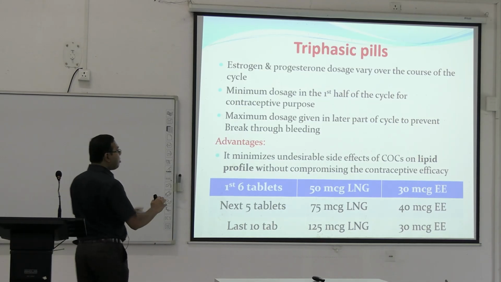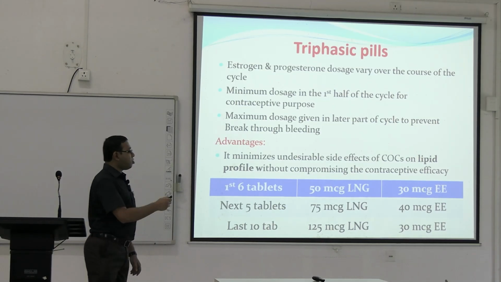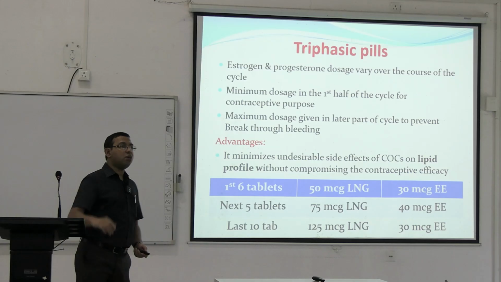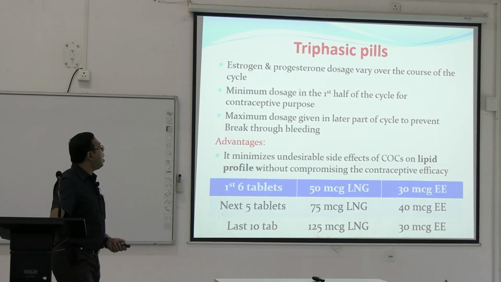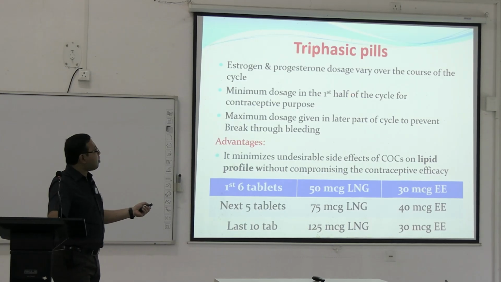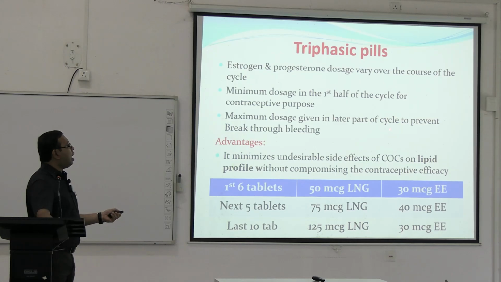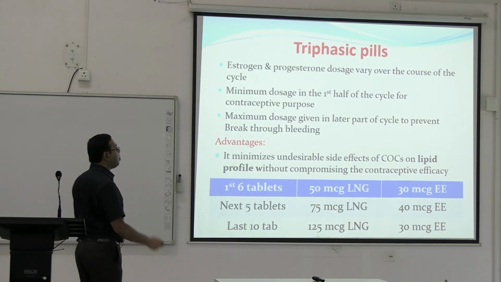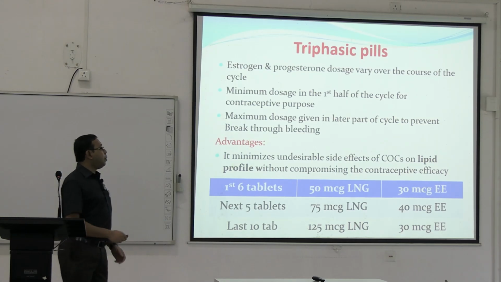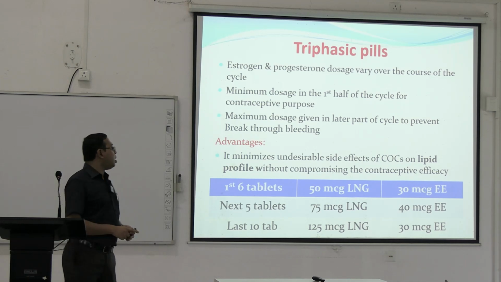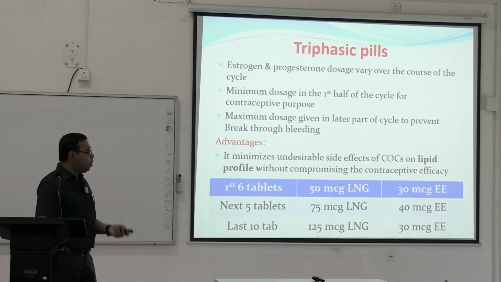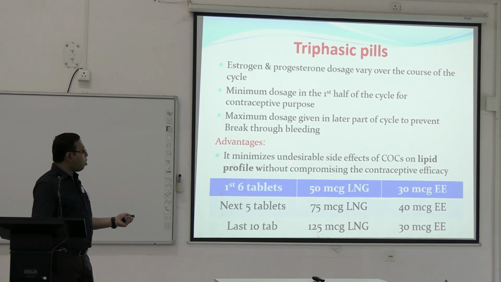Triphasic pills: here in the three stages, usually the dosing of the estrogen or progesterone can be changed. Otherwise, more or less similar. The dosage varies over the course of the cycle. Minimum dosage in the first half of the cycle for contraceptive purposes and maximum dosage given in the latter part of the cycle to prevent breakthrough bleeding. Advantages: the contraceptive efficacy is more or less similar, and the lipid profile effect is also less.